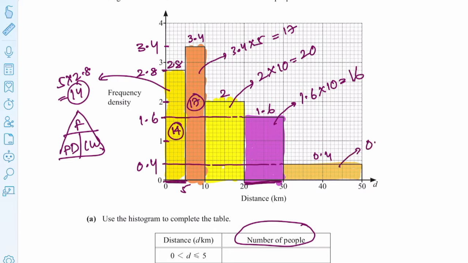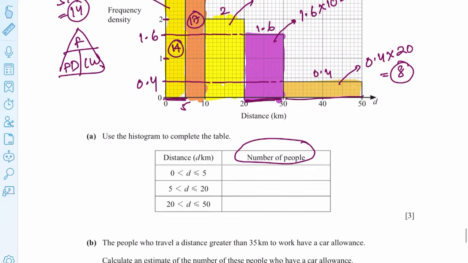And the last one which is left, this one, the height is given 0.4 and the class width is given 20. So I think you are getting 8 here. Right? 0.4 times 20 equals 8 here. Now we'll do the question here.